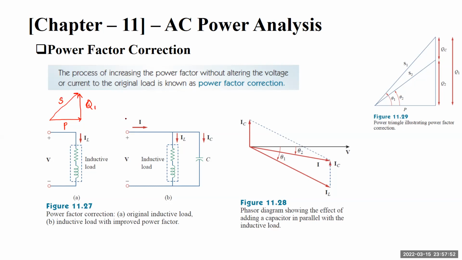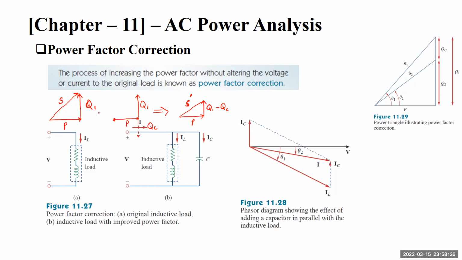So what happens when we add a capacitor? If we add a capacitor, my overall real power remains the same. The useful power, the resistive component, remains the same. Remember, my Q1 will be in this direction, and my Q, because of the capacitor, will be in this direction. The net Q for such a case will be Q1 minus QC, something like this. So eventually my power S will be something like this, S dash.